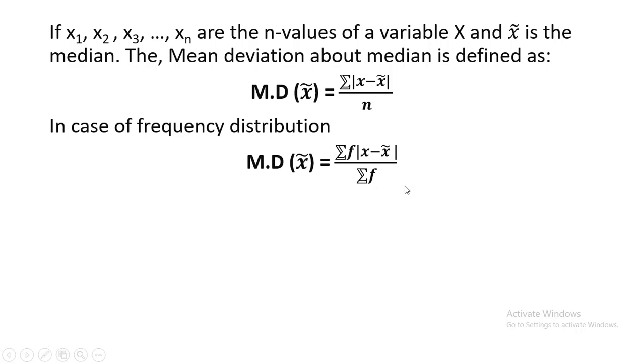The idea is the same as for the mean, because this doesn't mean that this summation f and summation f can be cancelled. It actually means that you need to find x minus x median first, then find its absolute value, and multiply every absolute value by its corresponding frequency, and then find the total sum. So never think that you can cancel summation f and summation f. No, this f is multiplied with this value and then you find the sum, so the summation operator is used.